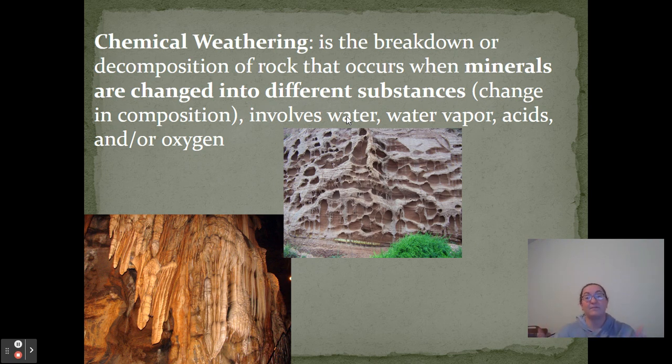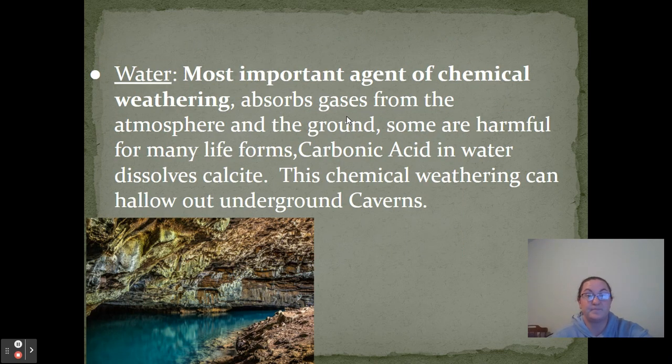It's the same thing with rocks. You rip that rock apart, or somehow that rock gets ripped apart and broken down. Whereas with chemical weathering, not only is that rock broken down, but its chemical composition changes. And again, water is the most important agent of chemical weathering, absorbs the gas around from the atmosphere and the ground, and changes not only the rock structure, but can change a little bit of everything else around it.